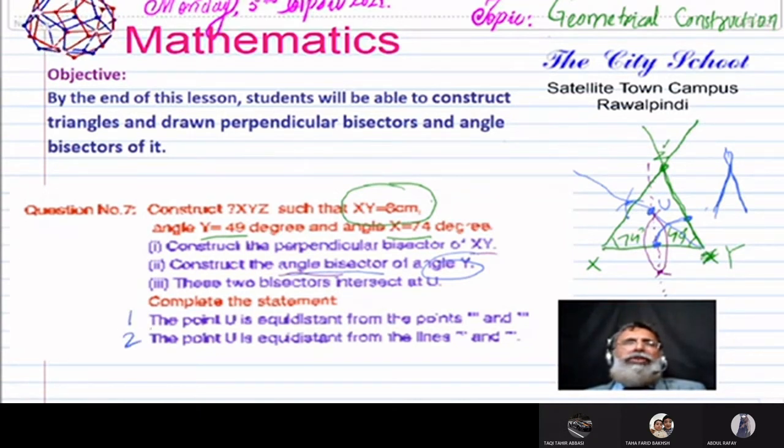So this U is to be observed to see the statements given below, 1 and 2. The first statement is: the point U is equidistant from point dash and dash. So this is equidistant from where? If this is the angle bisector of Y, then this will be equidistant from this point and from this point. If we draw a perpendicular line here, we'll see that this is the distance. Now similarly, equidistant from the lines. If this point is equidistant from this point and this point, it means these points are lying on XY and YZ. So these two lines are here, so that we'll be observing.